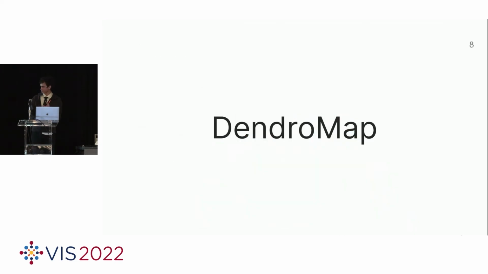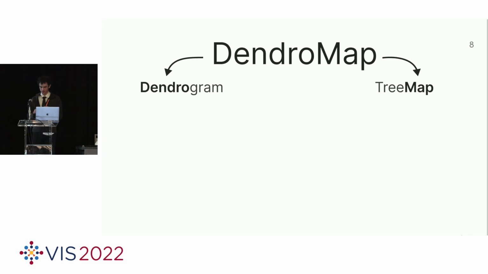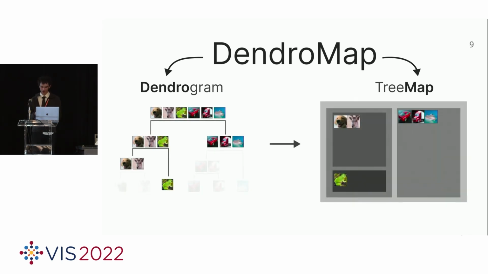Right, before I get into the live demo, let me just give you some idea of what DendroMap actually means, because I think it's a pretty cool word. DendroMap is dendrogram and tree map combined, where we have a dendrogram, which is a hierarchical structure, which we have groups of similar images.